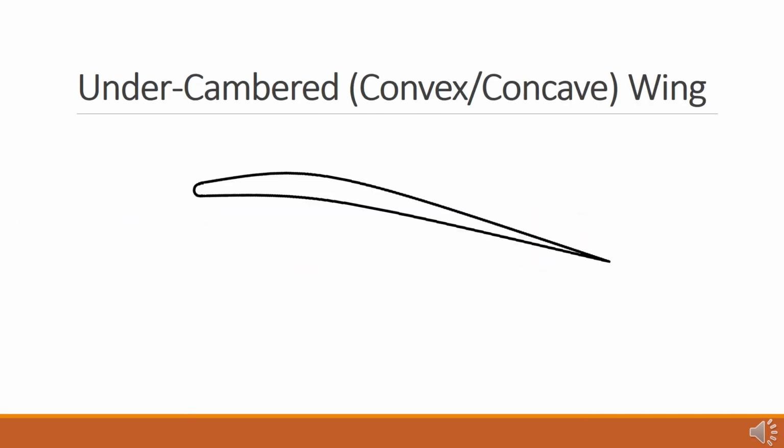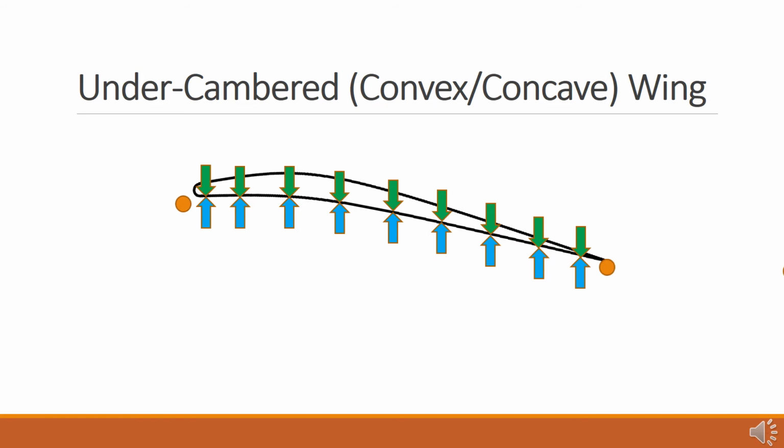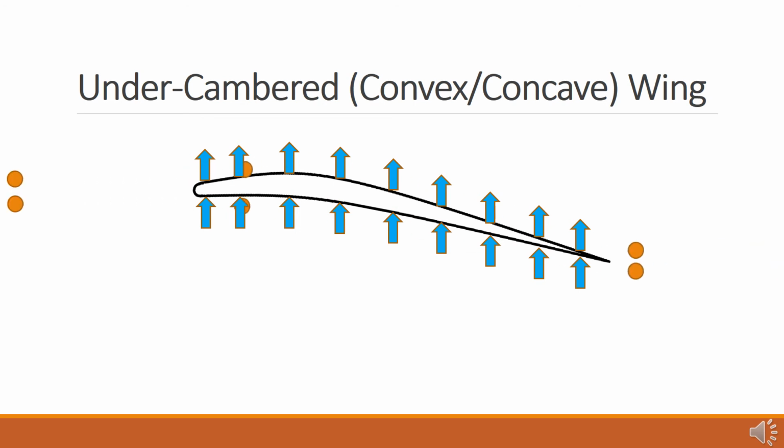For an under-cambered or convex-concave wing, such as those found on the first gliders and early aircraft, the bottom surface acts differently. As the bottom surface is concaved or curved inward, the air is pushed downward by the shape of the wing. If the air is pushed downward, it would push the wing upward. Now both the top and bottom surfaces are being pushed in the same direction, both generating positive lift.